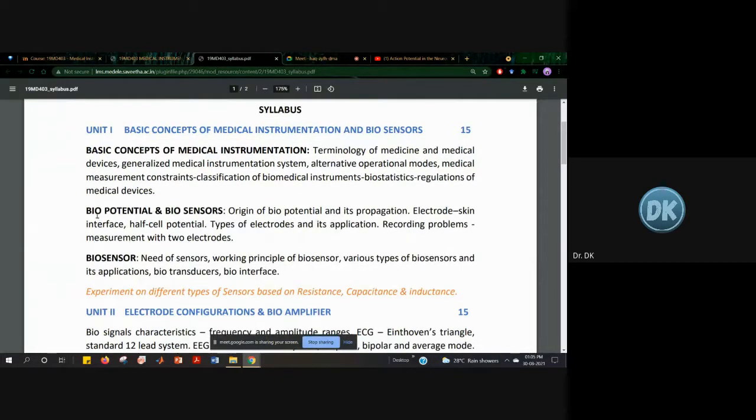So the next section is biopotential and biosensors. So when I say biopotential, we all know that our body is made of a nervous system, right? So the nervous system will transmit the electrical impulses from the brain to all the parts and the spinal cord to all the parts, right? So the brain and spinal cord are the main parts of your central nervous system. So all the organs and tissues are supplied with neurons. So these neurons will transmit some electrical impulses.